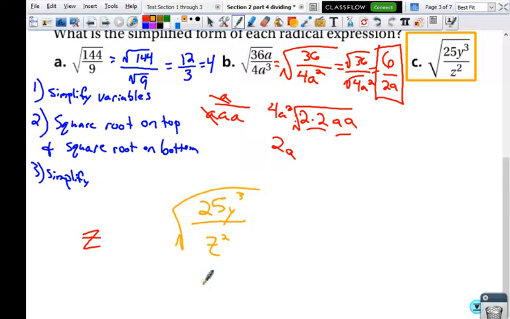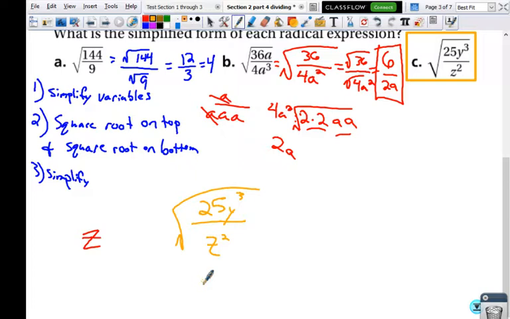Okay. So you follow those 3 steps I got on the board. Simplify your variables if you can. Do square root on top, square root on bottom. And then simplify them individually. We simplify that one, we got 5x square root. Simplify the bottom one, we just got 2. Wait, so what did she get for her answer?